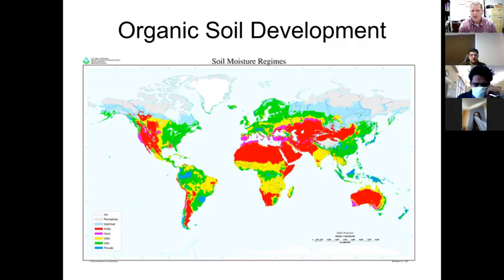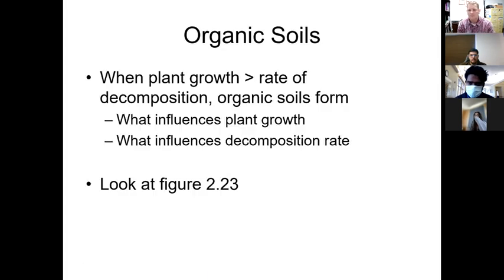Okay, the American East, very wet. Amazon River Basin, very wet. Central Africa, wet. And so we're going to expect the soils there to be quite a bit different than anywhere else.